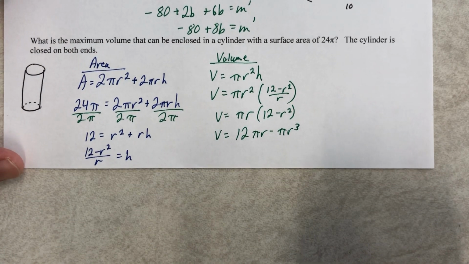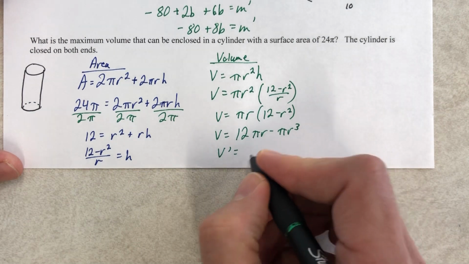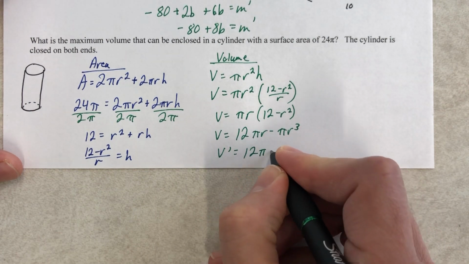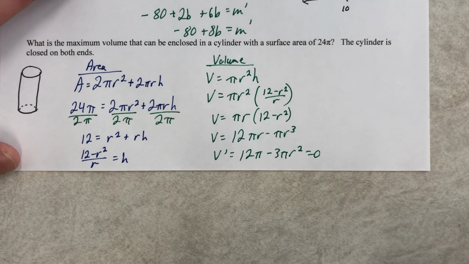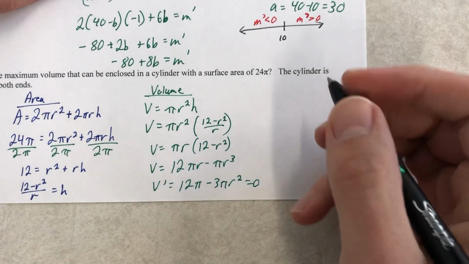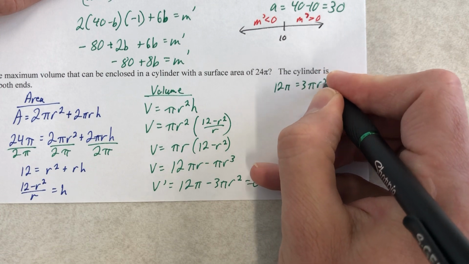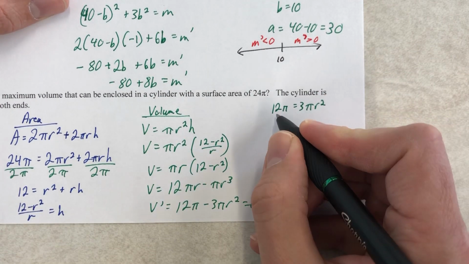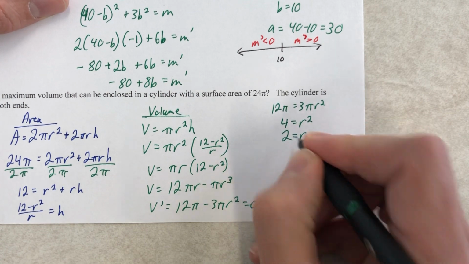And I am ready to take a derivative if you are. So v prime equals 12 pi minus 3 pi r squared, and we'll set that equal to 0. Okay, this one's going to work out quite nicely in our heads, actually. So 12 pi equals 3 pi r squared. We can divide by 3 pi, and that gives us 4. 4 equals r squared, and r is 2.